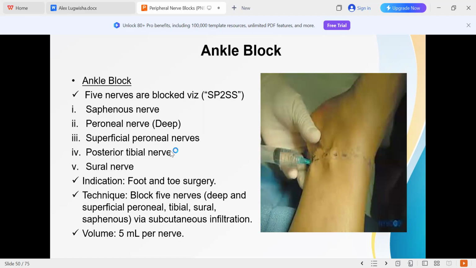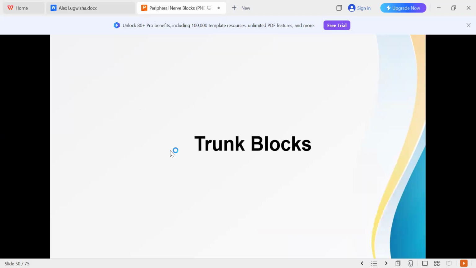Ankle block is important, especially for surgeries below the ankle. There are 5 nerves that are usually blocked in a ring fashion. Call them SPSS: the saphenous nerve, the sural nerve, the superficial peroneal nerve, the deep peroneal nerve, and the posterior tibial nerve. Usually good for foot and toe surgeries. There's no need of doing more blocks if you can do an ankle block. 5 mL of local anesthetic agent per nerve.